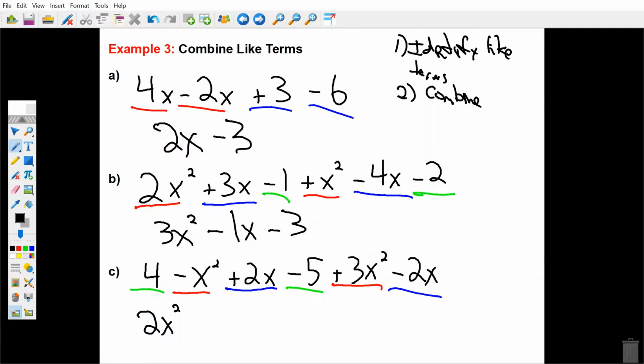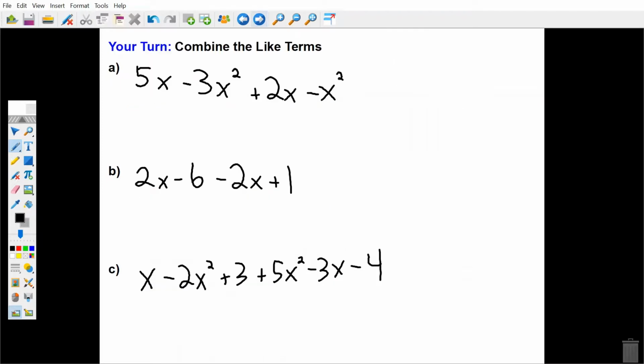But we are not going to write 0x. We're not going to write x or anything like that, because if they're gone, they've been eliminated, right? 2 minus 2 is 0. So what I like to do is I just want to cross those out because they have been combined already, or they've been eliminated. Finally, the numbers. Positive 4 minus 5 is negative 1.